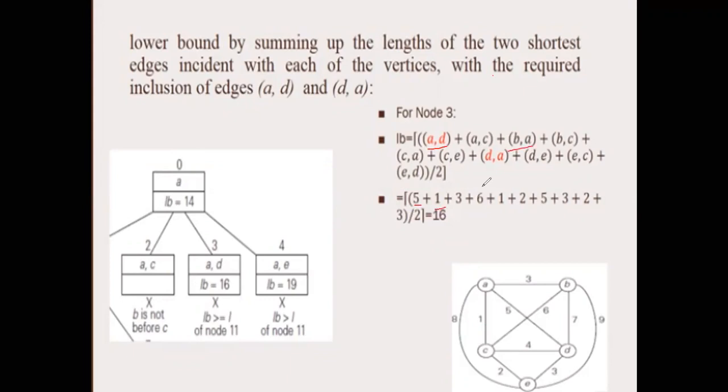So B to A, what is the distance? It is 3. B to C, it is 6. C to A, it is 1. So similarly, go for everything and divide everything by 2. You will get 16. Is this clear? Fine. So next, move on to the next one.